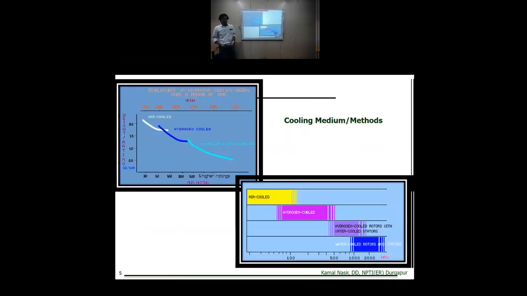So initially when the size of the generator was smaller, we could sufficiently cool the generator using air. In that case, the rotor had a fan mounted at the end itself, and as the rotor rotated, it either forced the hot air from the generator outside, or it forced the cold air from outside the generator to inside.